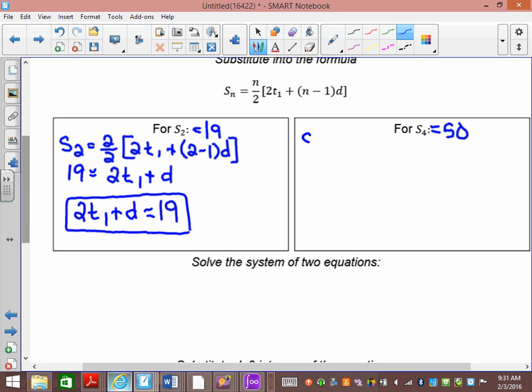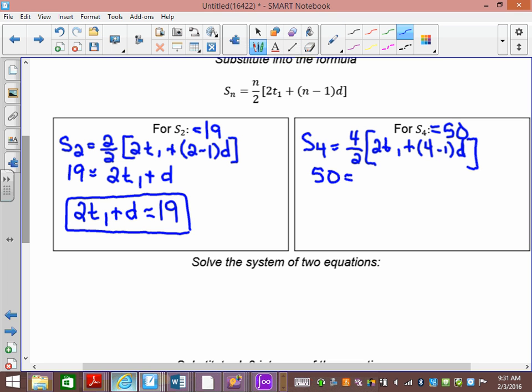So we go S4 equals 4 divided by 2. So now this one won't eliminate right off the bat. It'll be a little more work. 2T1 plus 4 minus 1 D. So we know S4. They told us the first four terms sum to 50. So 50 equals 2. Now that 2 doesn't go away like the 1 did on the previous one, right? So we're actually going to have to distribute that 2 in. So we have 2T1 plus 3D. Now you have to put the 2 into both.